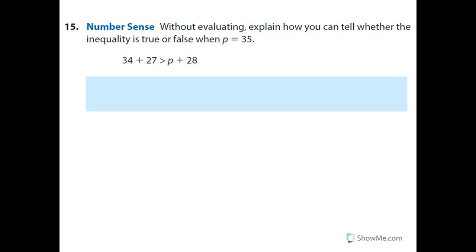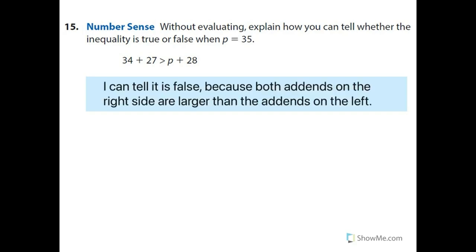Alright, you should have said something like this. I can tell it is false because both add-ins on the right side, so 35 and 28, are larger than the add-ins on the left. So both these numbers are larger than both these numbers, so I know that this answer over here is going to be less than this answer over here. So I know that it is false.